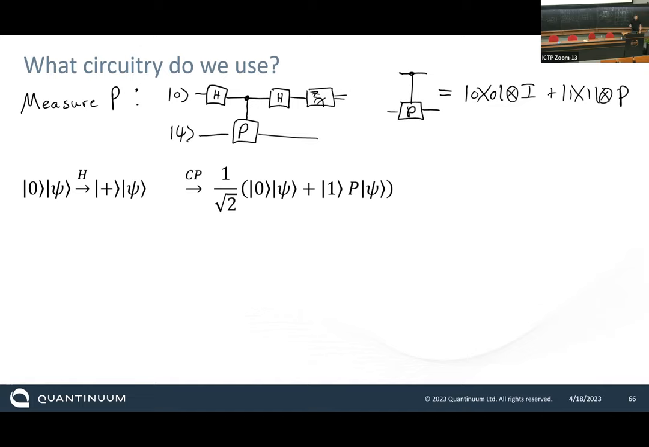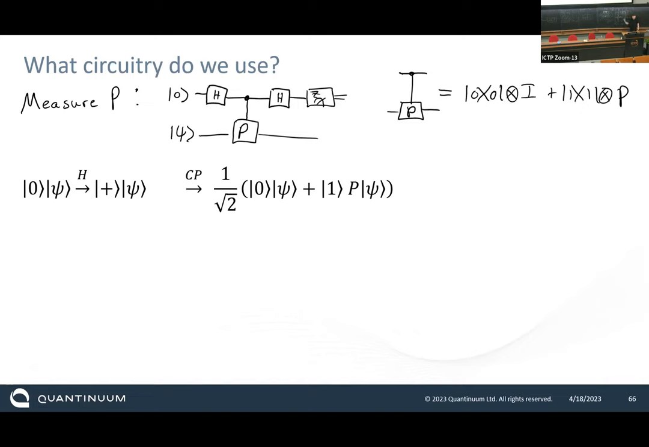And then if we apply this controlled Pauli gate, we leave psi alone if the control is zero. I'm doing a couple of steps. First, I'm converting plus into a superposition of zero and one. If it's zero, we don't apply the Pauli, we just do identity, so we just have psi. That's the first part. And then if it's one, we apply the Pauli according to that equation above.